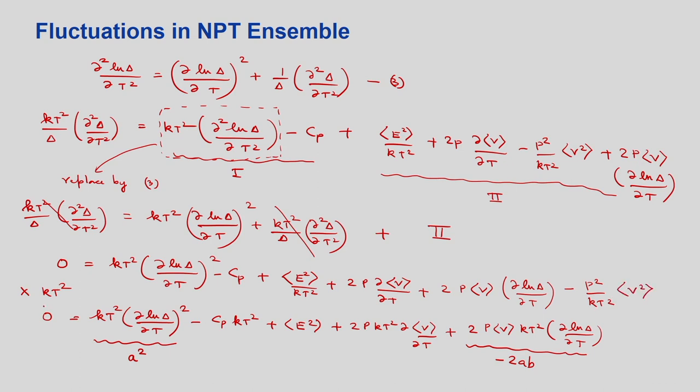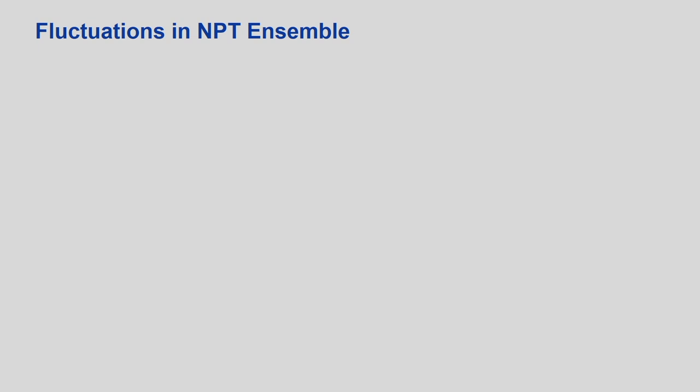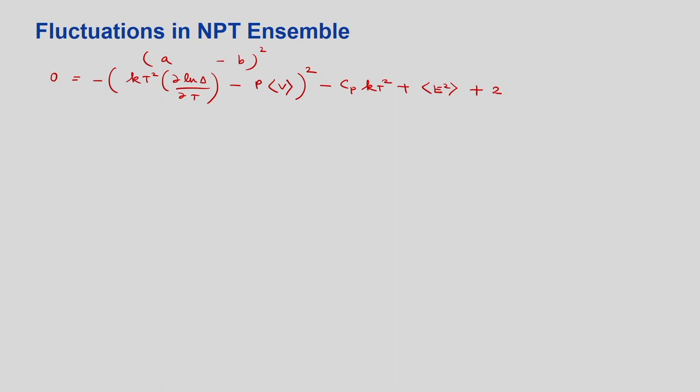So, when I do with respect to kT square, if I multiply, this becomes p square into v square, this term. So, this then takes the form of b square. So, you have a square term, b square term, minus 2ab term. So, I can write down kT dou ln delta by dou T minus of pv whole square. So, in the next slide, what I will do, I will make it more simple. So, you will get 0 equals to minus of kT square dou ln delta by dou T. This is a minus p of v bar. This is b. So, it is nothing but it is like a minus b whole square. That is it. So, we found out a square term, b square term, minus 2ab term from the previous slide. So, this minus this whole square I am writing. Then the remaining term will be as it is. Cp kT square plus e square plus 2p kT square then dou of v bar by dou T.